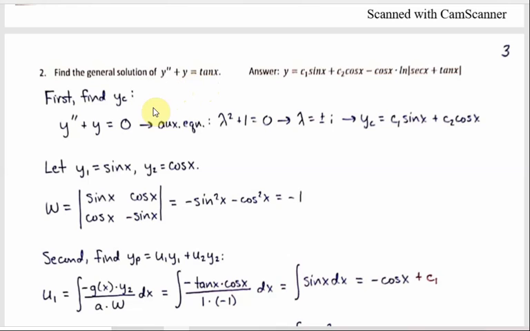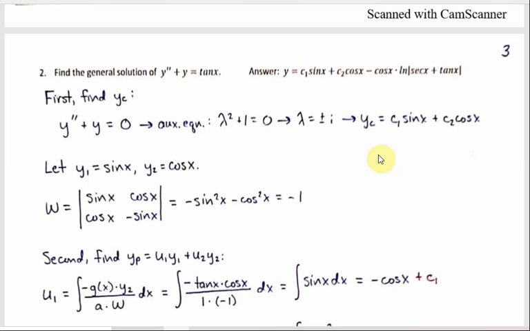So first, y complement, pretty easy with this one. y double prime plus y equals 0. There's our homogeneous analog, and our auxiliary equation would be lambda squared plus 1 equals 0. So lambda is plus or minus i. So y complement is c1 sine x plus c2 cosine x, or the other way around. If you wanted c1 cosine x plus c2 sine x, that would be fine.